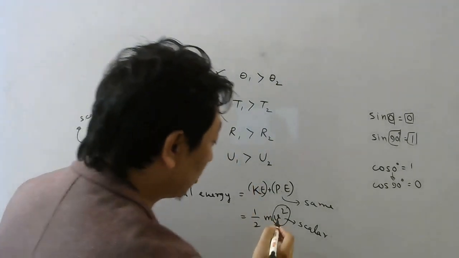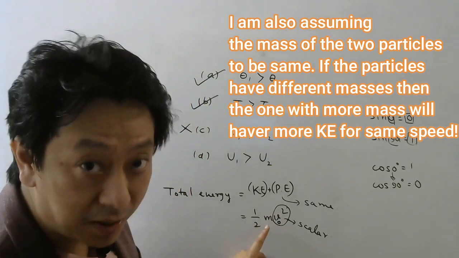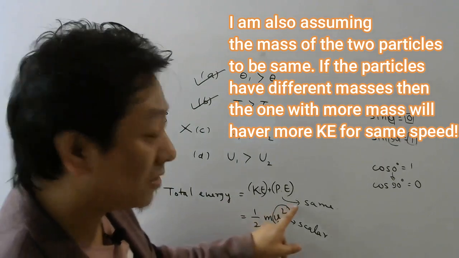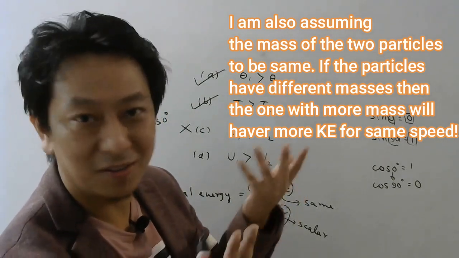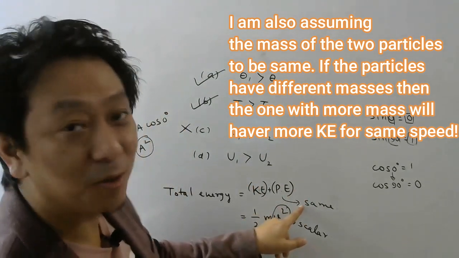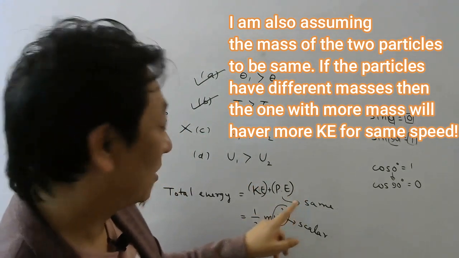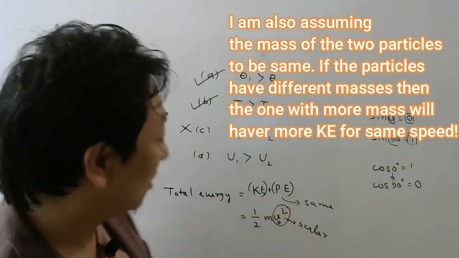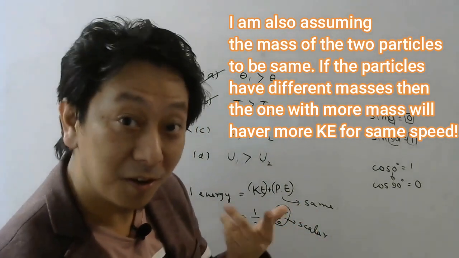And since they told both the particles have same speed, it means both the particles will have same kinetic energy. And since they both started from the same point, since it was not mentioned, I will assume they started from the same point, they also will have same potential energy. So kinetic energy is same for both, potential energy is same for both, so total energy will be same for both, right?